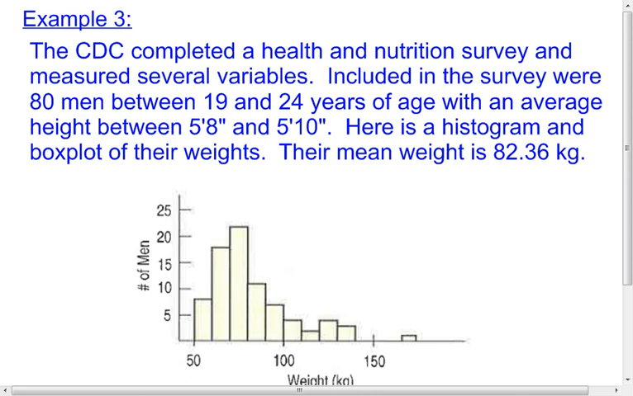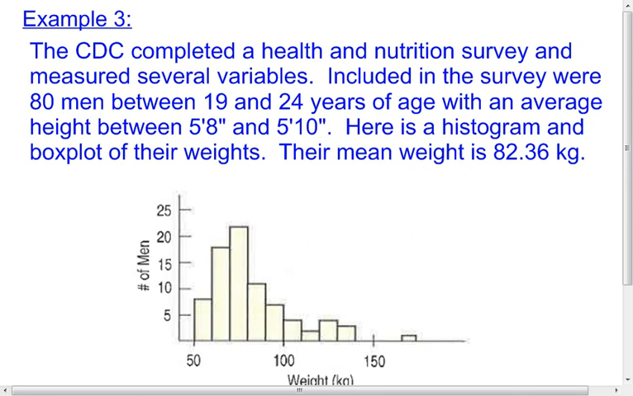All right, then this is an example we're going to work through in a couple different pieces here. The CDC, which stands for the Center for Disease Control, completed a health and nutrition survey, and they measured several different variables. Part of the people that took part in this survey were 80 men between the ages of 19 and 24 years old. Their height on average was between 5 feet 8 inches and 5 feet 10 inches.